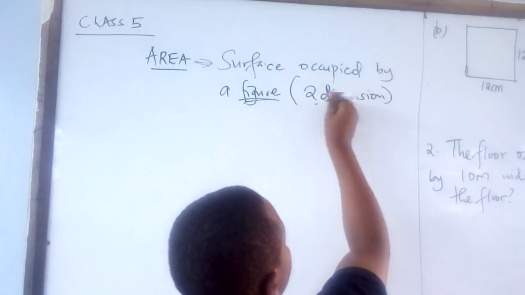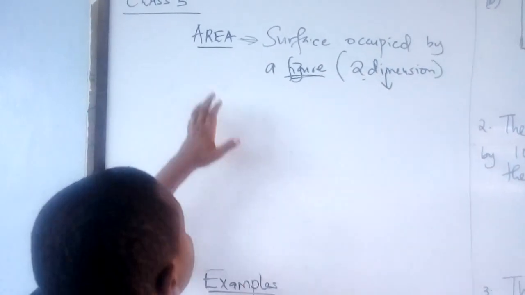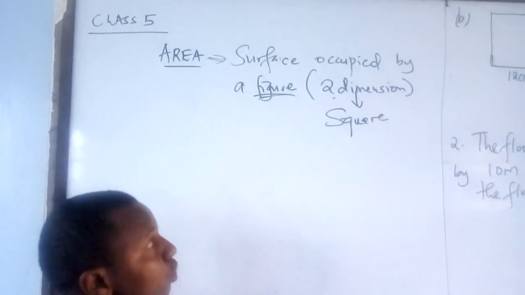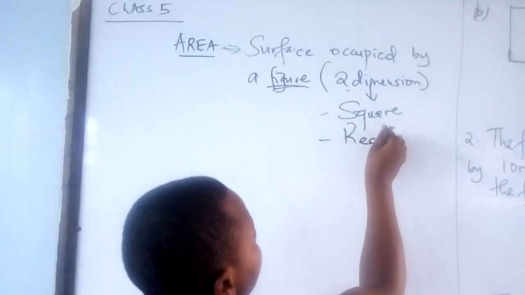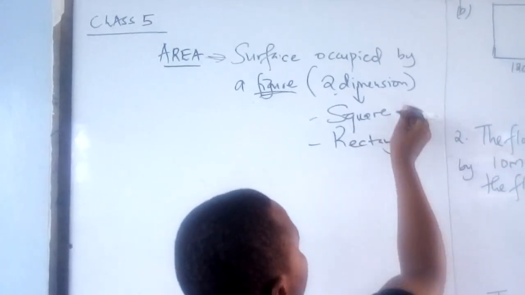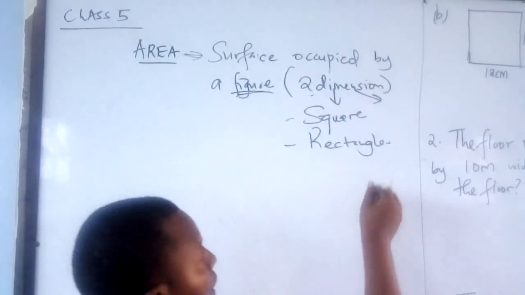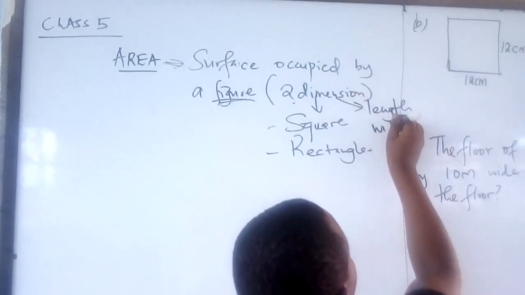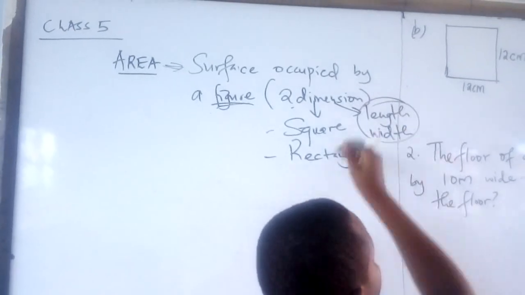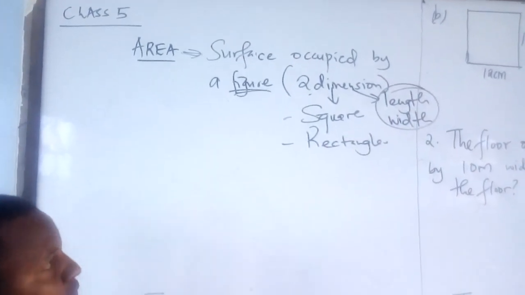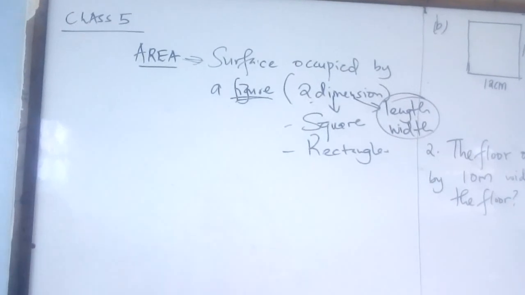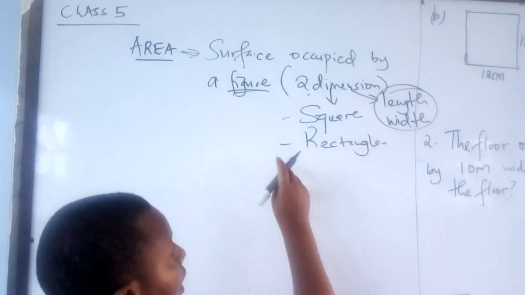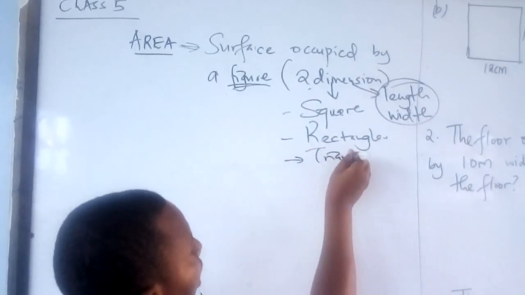When I'm talking of two-dimensional figures, examples in class 5 are square. A square is a two-dimensional figure. A rectangle is a two-dimensional figure. The reason why I'm using the word dimensions is because length and width are the ones that are referred to as dimensions. Because of the two-dimensional figure, that's why I'm referring to that. So mostly we're going to discuss square, rectangle, and triangle.